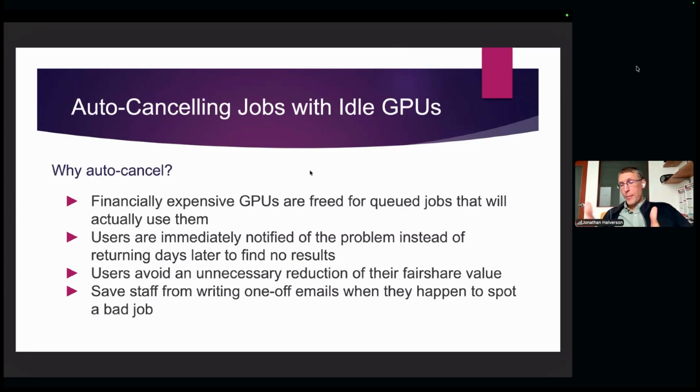If you have people allowed to run for days, then they may come back in several days and find that there was an error and their results aren't waiting for them. So it's advantageous to just cancel immediately. They can also get upset because they wasted their resources, their fair share goes down, and so now subsequent jobs have to wait longer and they got nothing out of the idle GPU job. And lastly, before we set all this up, when we would see a bad job, we would take the time to write a one-off email to the user, and it just takes more time than you think. So it's really nice to do this in an automated way.